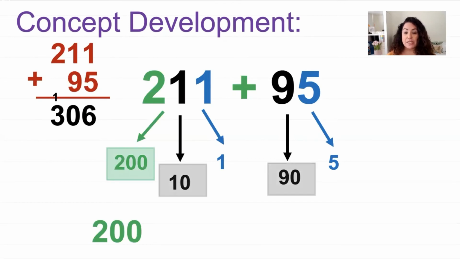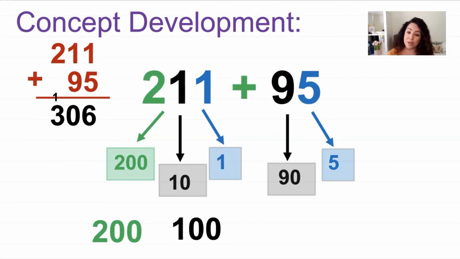Now, let's put our tens together. I have 10 plus 90. What does that equal? That equals 100. Now, let's put our ones together. What's 1 plus 5? That is equal to 6.